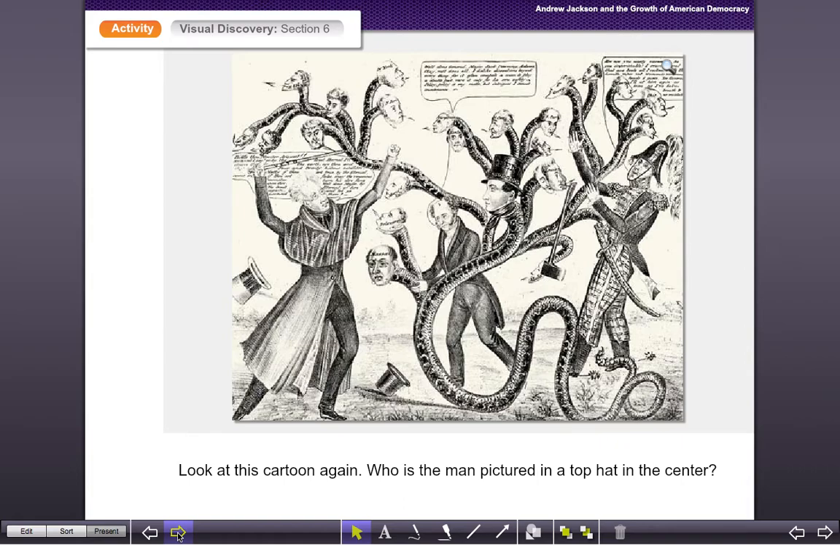So who is the man in the top hat in the center? After reading section 6, I would have to say it's probably Nicholas Biddle, the guy who was in charge of the National Bank. Maybe Henry Clay, a guy who supported the National Bank and tried to push its recharter earlier in order to further his political career. So those are a couple possibilities.